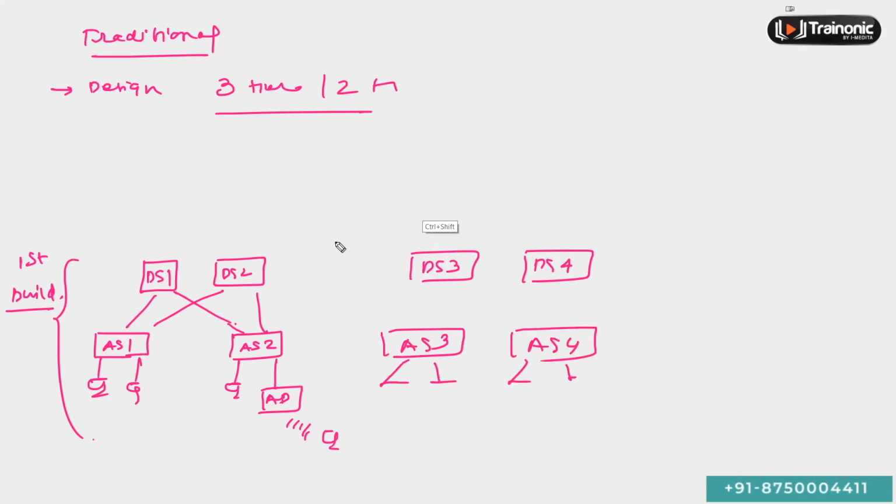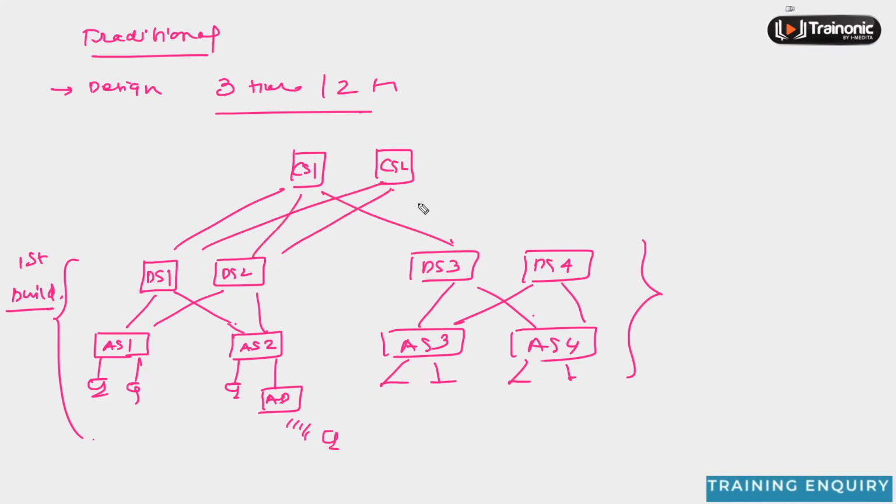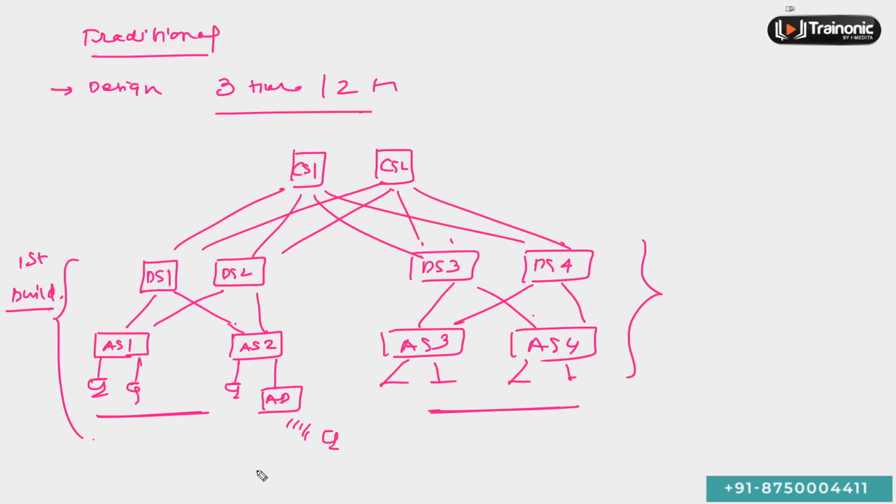Now, if we have to connect these two buildings together, we can introduce a layer in between that we call the core layer. So core layer switch 1, core layer switch 2, and we can connect these devices with the core layer devices, so that our traffic can flow from one building to the other, from one particular VLAN on an access layer device to a device in the VLAN on the second building. So typically our infrastructure is designed in this three-tier hierarchical way.